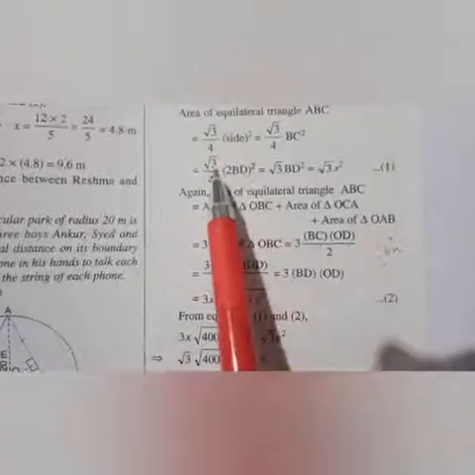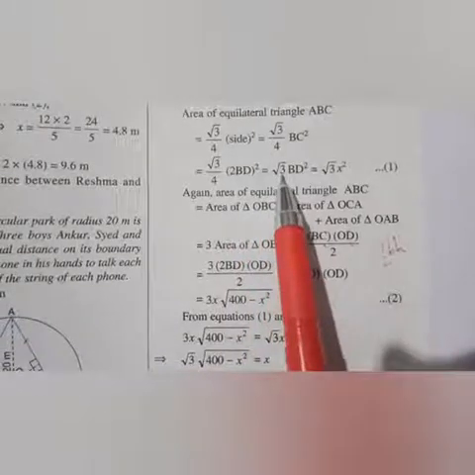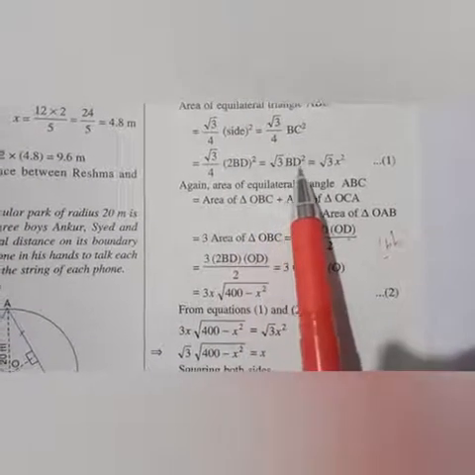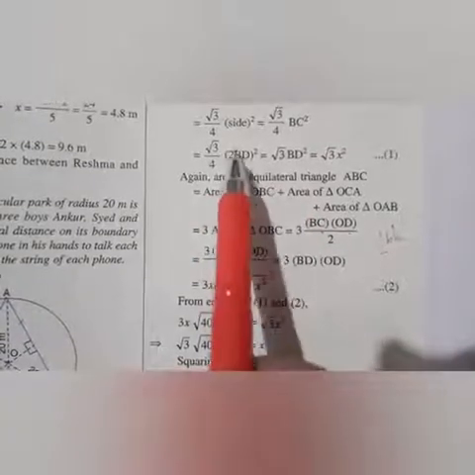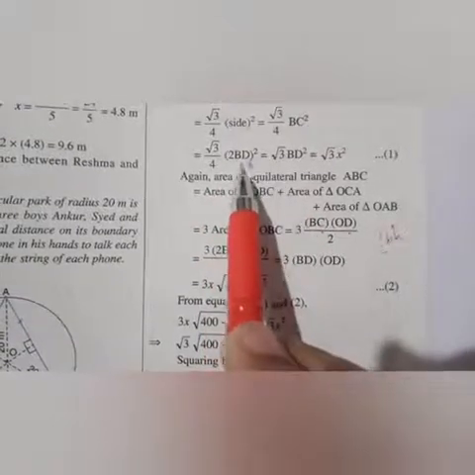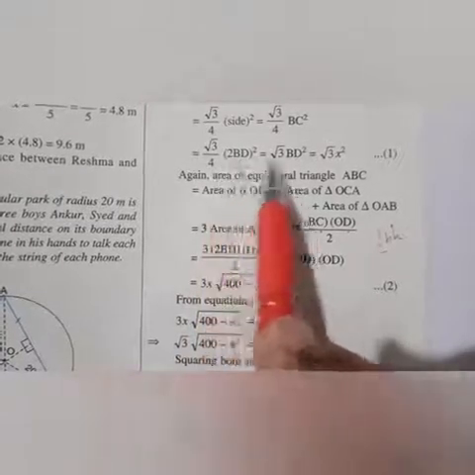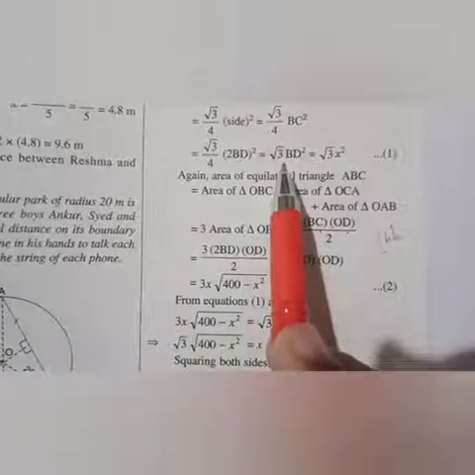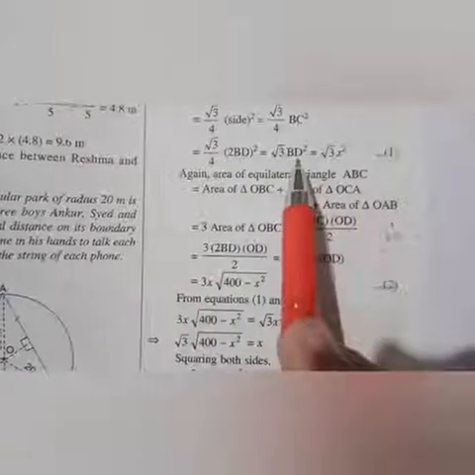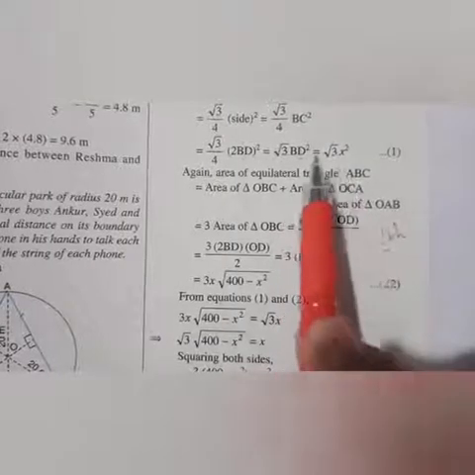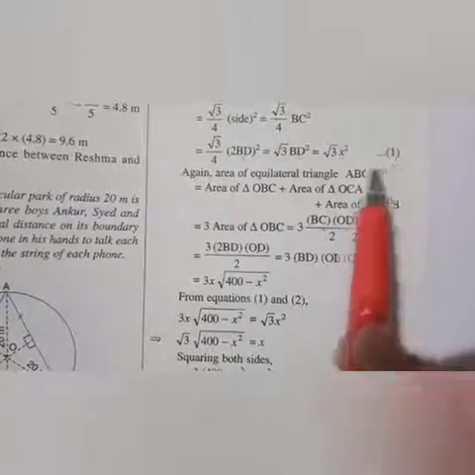So here root 3 by 4 into 2BD all square equal to root 3 BD square. Why? 2 square and 4 we can cut. So balance root 3 BD square equal to root 3 x square, because we take BD as x. So BD square means x square. So this is equation 1.